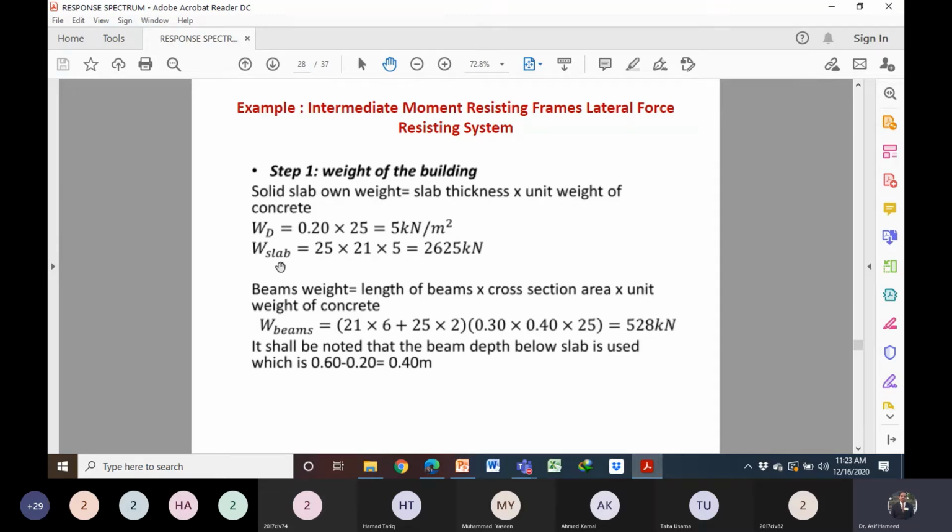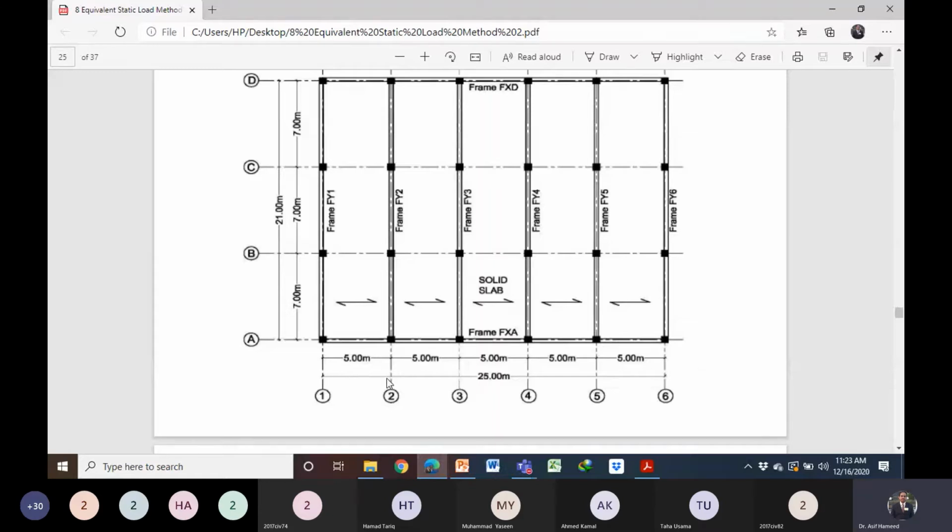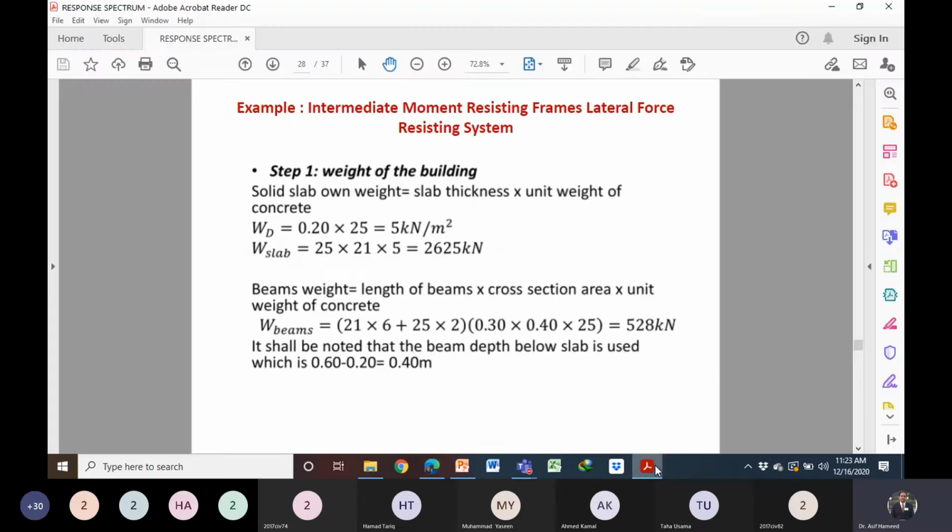Then we can calculate the weight of the slab. What are the dimensions here? Along this direction, the total length is 5 multiplied by 5 panels we have here. So total length is 25 meter. Along this direction, the total length is 21 meter. So we have the weight of the slab per square meter, then we can multiply with the area, 25 multiplied by 21. So 25 multiplied by 21 multiplied by 5. This is the total weight.